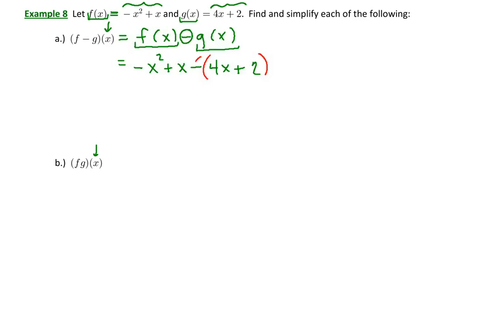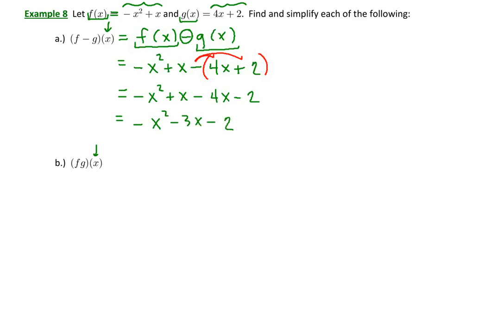This means that we're going to have to distribute the negative on the next term. And when we do that, we will have subtracted both terms of g of x. So be really careful about that when you're finding the difference between 2 functions. Make sure you put that second function in a set of parentheses. So distributing the negative, we get negative 4x minus 2 on the end, and then we're going to combine like terms. So we have negative x squared minus 3x minus 2.